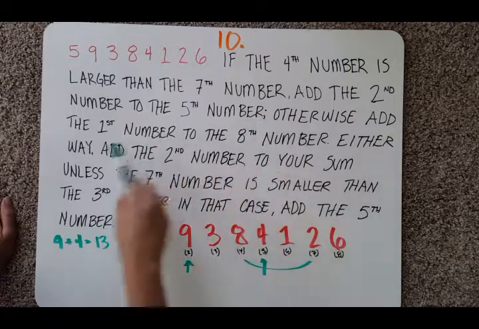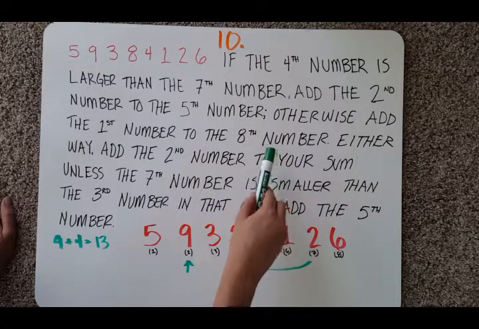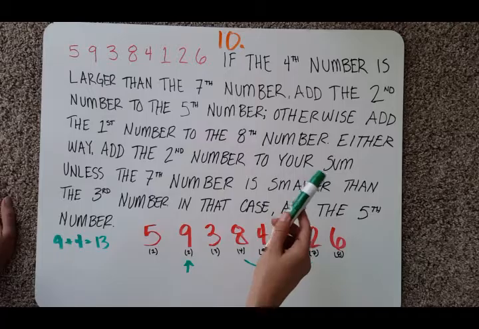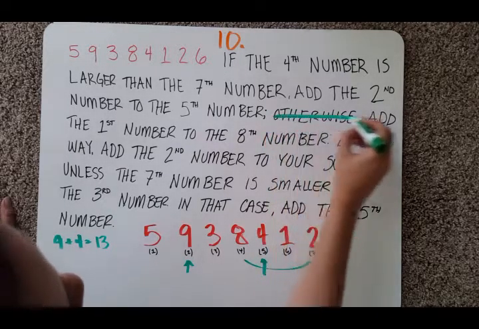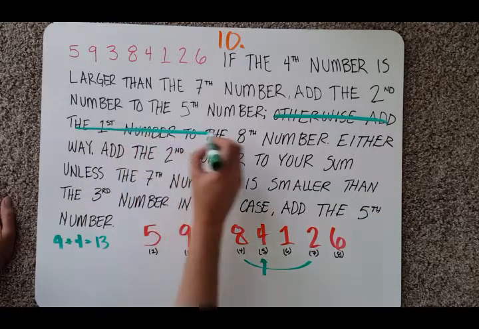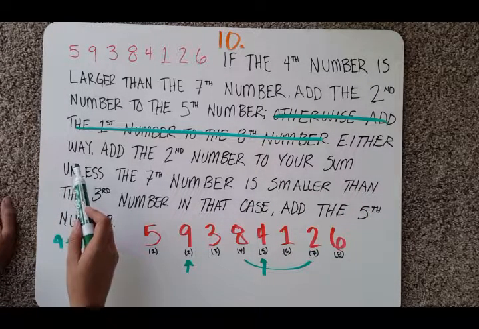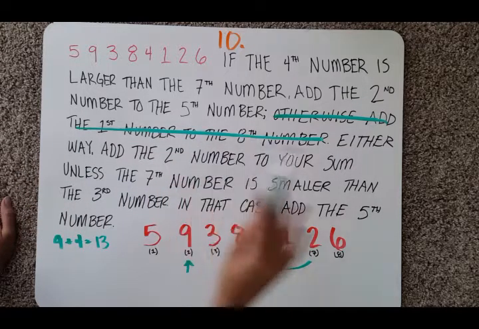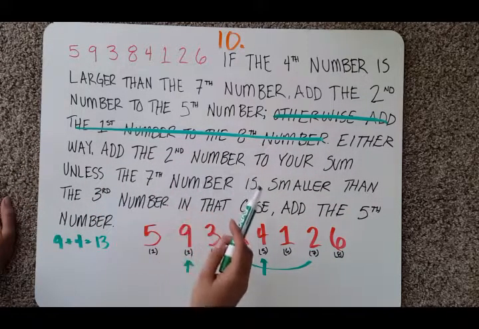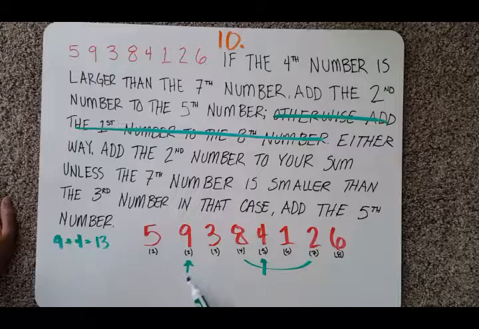Otherwise, add the first number to the 8th. But since this was true, we don't need that otherwise. So I usually cross that out on my paper. Either way, no matter which one we chose, you need to add the second number to your sum. So we did add that second number.